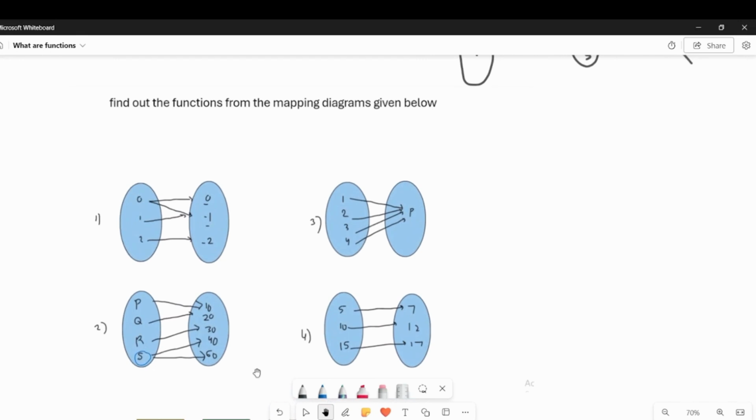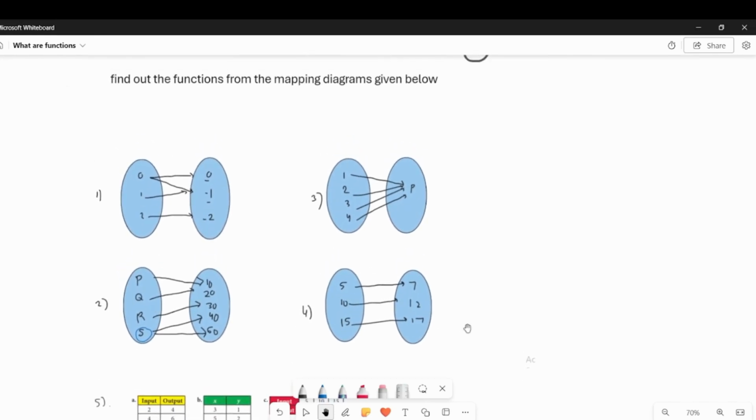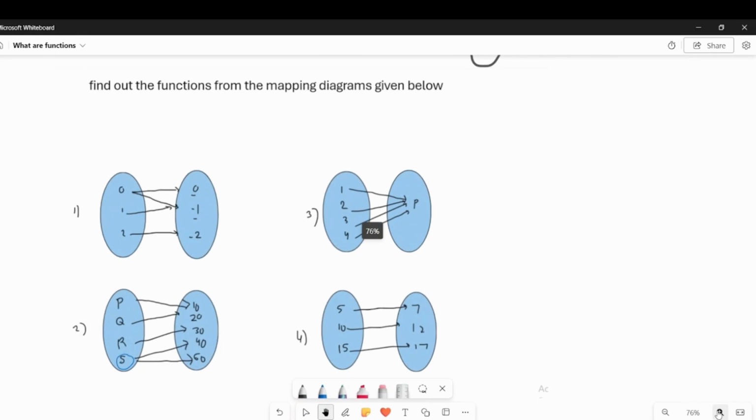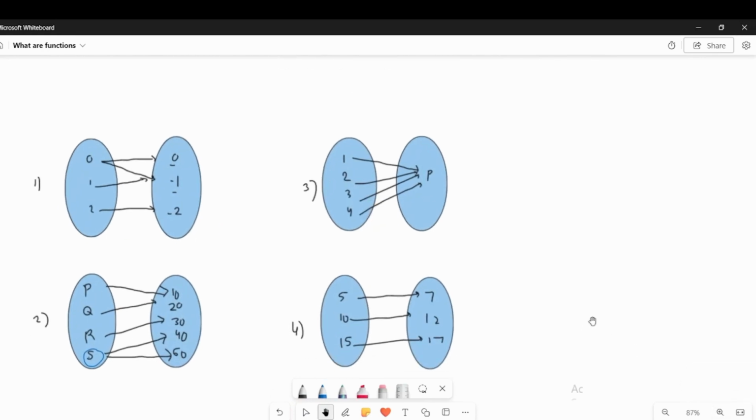So question number 1. Let's do one thing, pause the video for a minute and try to answer these on your own. I'll zoom in a bit. So for question number 1, this relation is not going to be a function, because you can clearly see here that 0 is having two outputs, 0 and negative 1. You can see here it's mapped to 0 and negative 1. So it is not going to be a function.